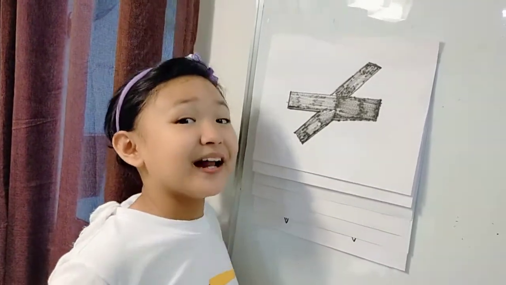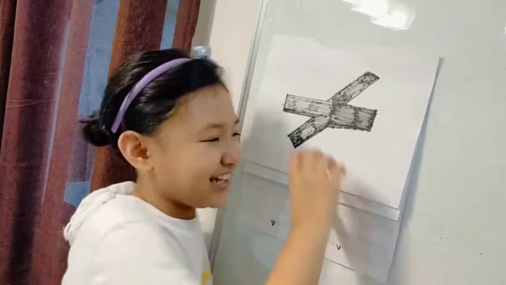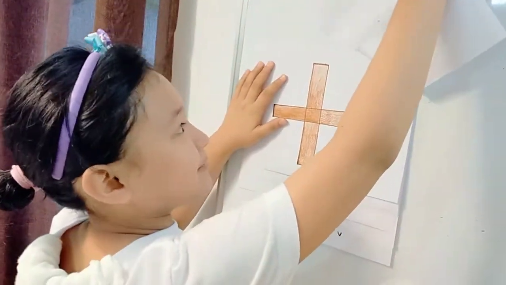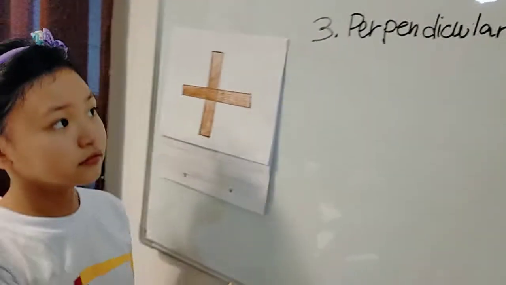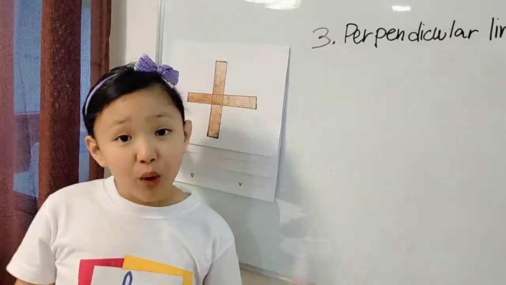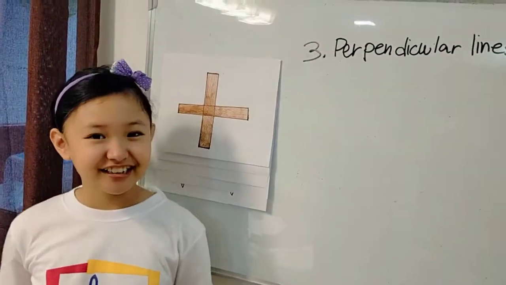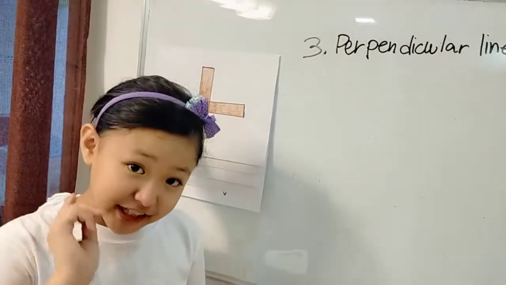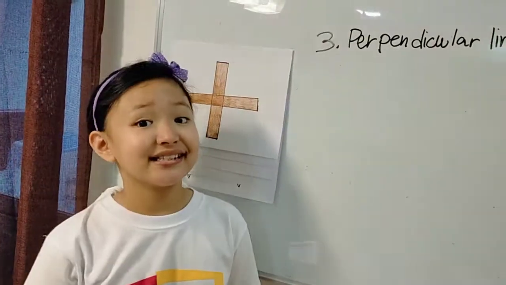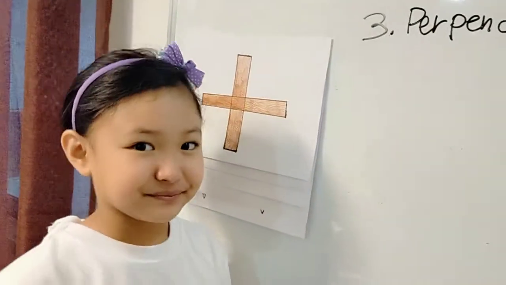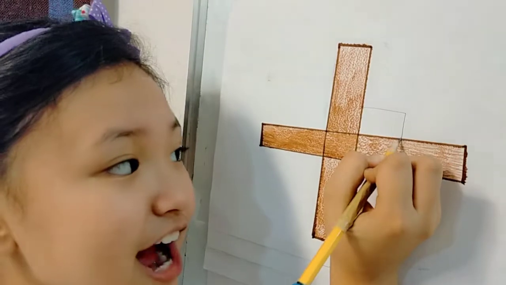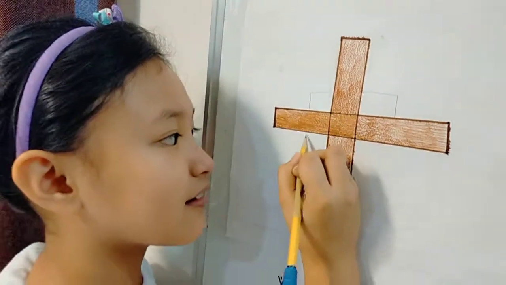And now we are going to learn about the third kind of line. Perpendicular line. So what are perpendicular lines? Perpendicular lines are two lines that intersect and form a right angle. Like this one. It forms the right angle. Look.